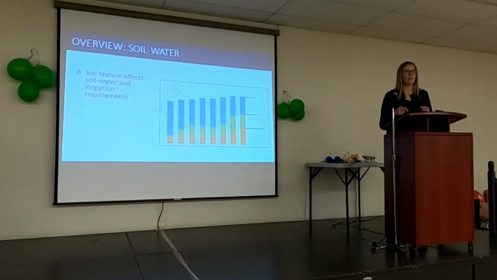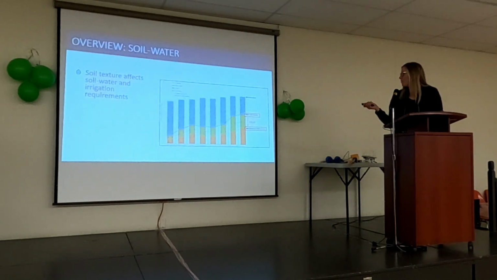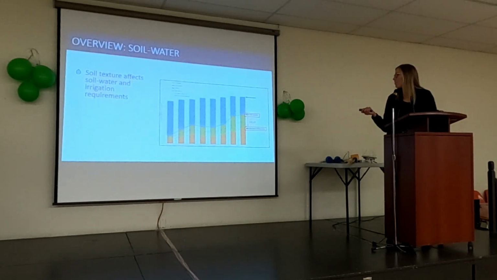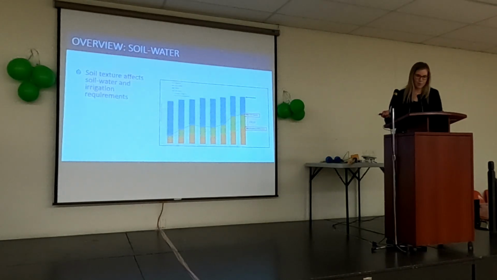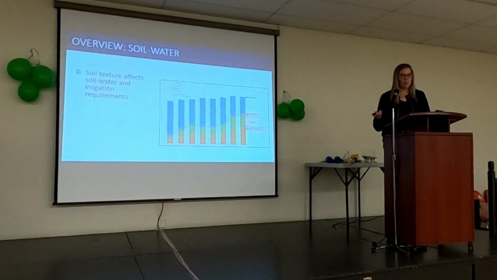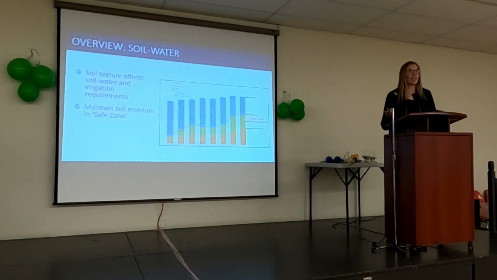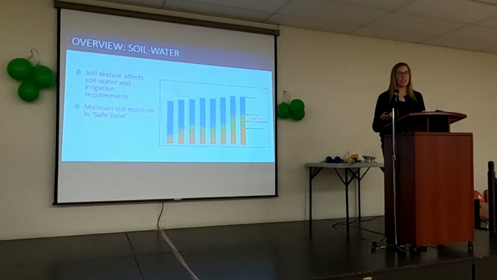So you can just see that change between the field capacity and permanent wilting point. Plant available water is that point between field capacity and permanent wilting point, and that's obviously going to change with the texture. And at permanent wilting point, that's where you're going to see those negative impacts to yield. So irrigation schedules are designed to maintain that soil moisture in the safe zone, which is between field capacity and the maximum allowed depletion, which is usually set at about 50% of plant available water.